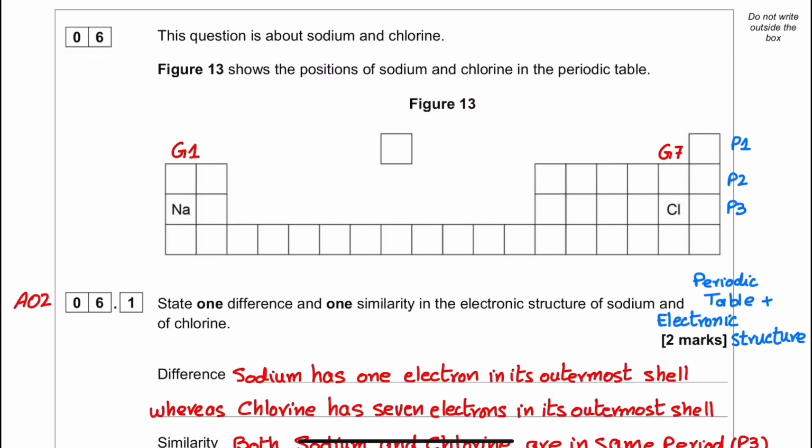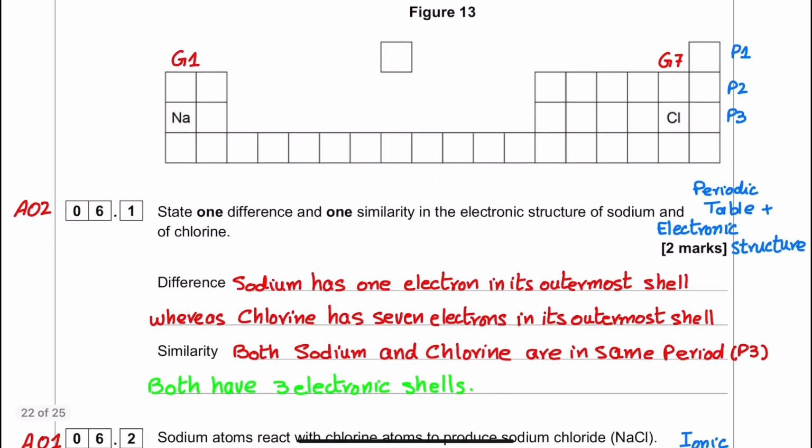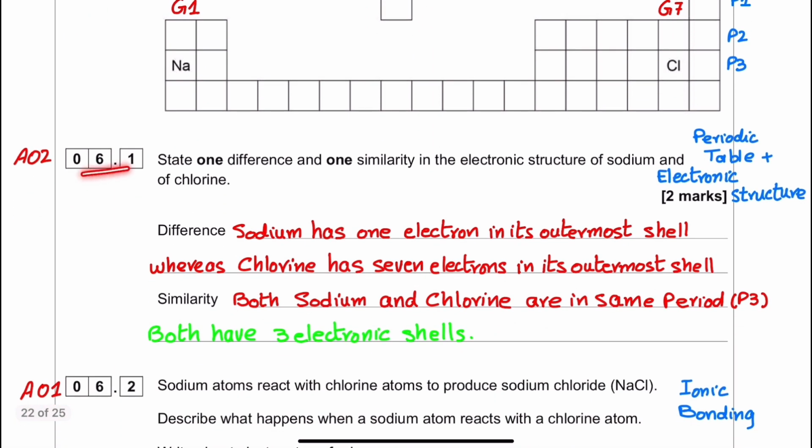Question number 6. The question is about sodium and chlorine. Figure number 13 shows the position of sodium and chlorine in the periodic table. Sodium is here and chlorine gas is here. Sodium belongs to group number 1 and chlorine belongs to group number 7. (6a) is an AO2 question, and this question is from the topic of periodic table and electronic structure.